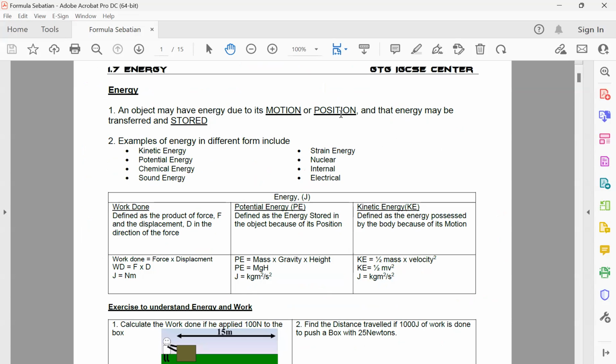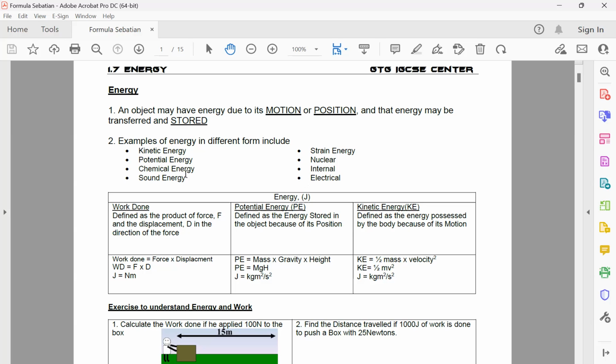Okay, so looking back at the more structured notes here, an object may have energy due to its motion or position, and that energy may be transferred or stored. Now, the three examples are the energies that have formulas. There are many other energies, guys. Kinetic energy, potential energy, chemical energy, sound energy, strain energy, nuclear energy, internal energy, and also electrical energy.